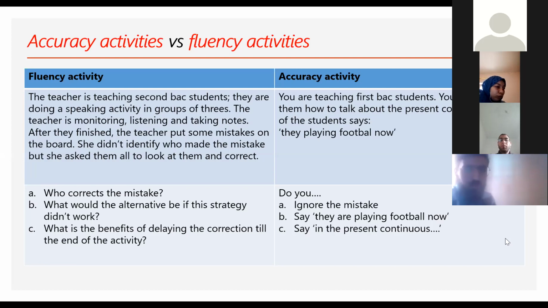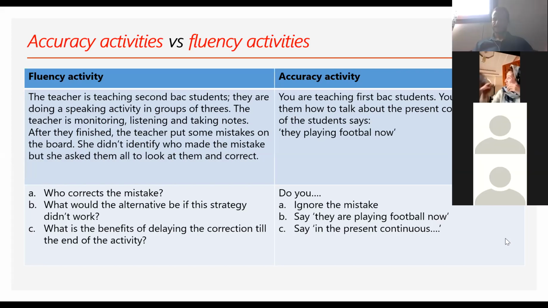Shall we start? Okay, good. So let's start with number 1. Who corrects the mistake? The students themselves, I think. It's peer correction. Very good. B, what would the alternative be if this strategy didn't work? Teacher correction. The teacher corrects it.